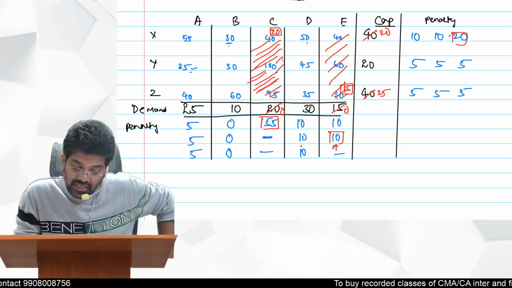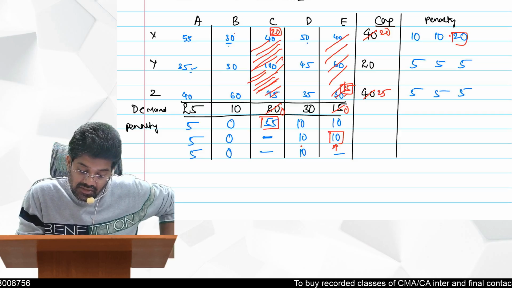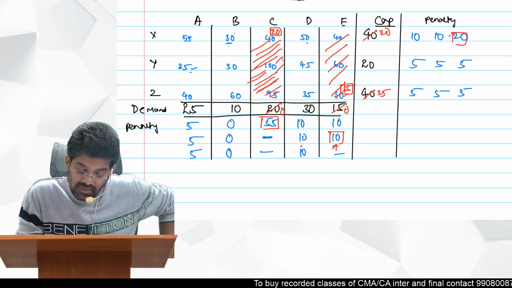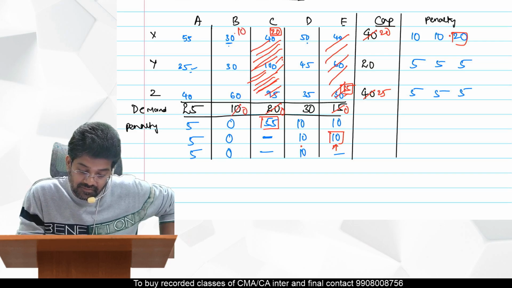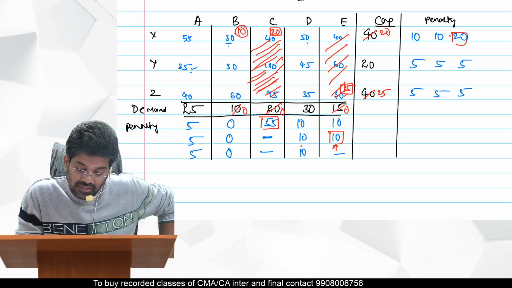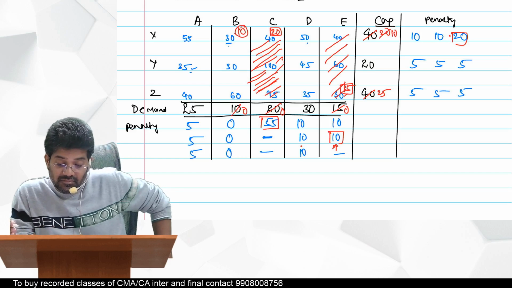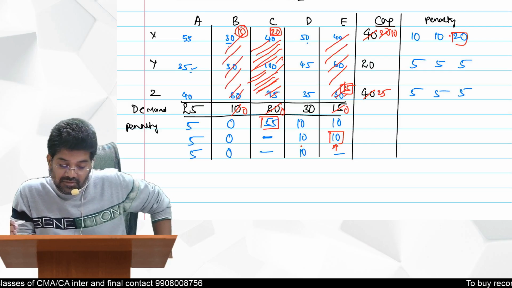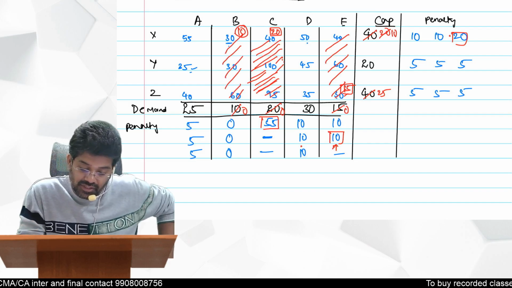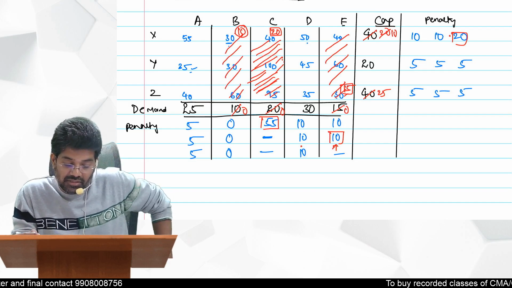So in this, what is the least cost? 30 is the least cost. Here, what is the maximum I can allocate? 10 or 20, whichever is lower. So 10 I can allocate. This will become 0, this will become 10. Okay, so again you can strike off this column. Now you are left with these two columns.